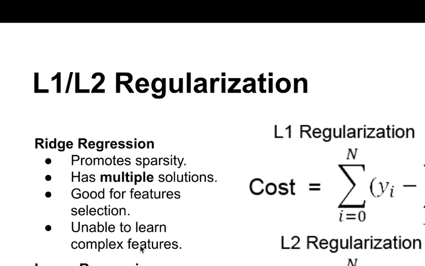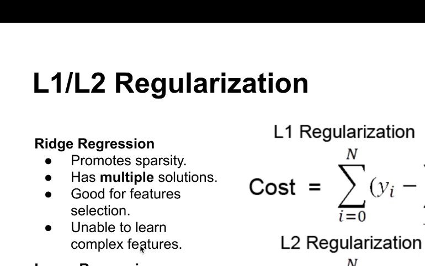The first one is that it promotes sparsity. So it essentially gets rid of unnecessary weights, right? So it will zero out certain weights that it learned are not that necessary, right? And that essentially reduces the number of parameters that your model has, which makes it really good for feature selection. But it's unable to learn complex features because you have a lot fewer parameters to work with, right?